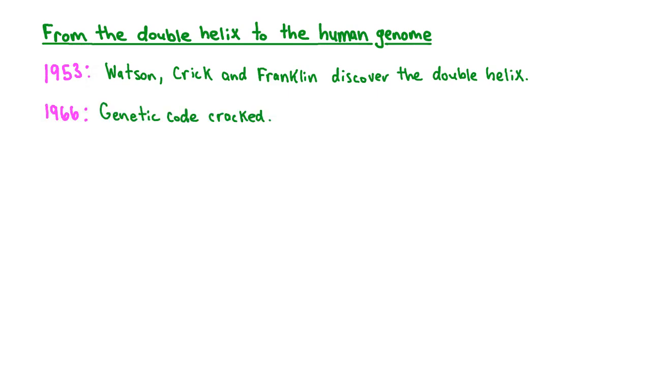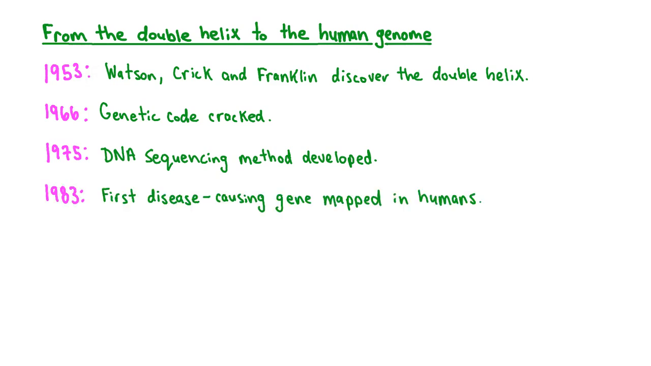Then, scientists continued to unravel the rules that determine how the DNA information is translated into proteins. This is called the genetic code, and it was cracked in 1966. In 1975, the first DNA sequencing method was developed to determine the sequence of bases in the DNA molecule. Using this method, it was then possible to determine the sequence of a gene causing the genetic disorder Huntington's disease. By doing so, we were able to map this gene, or determine its position, in the human genome.